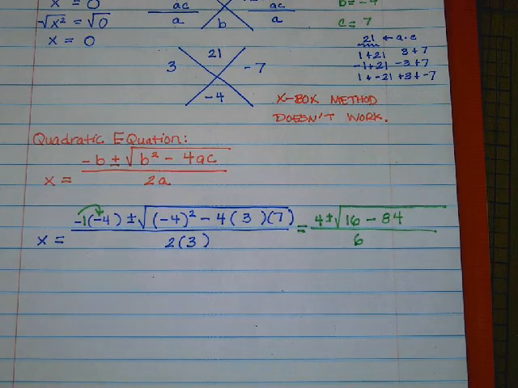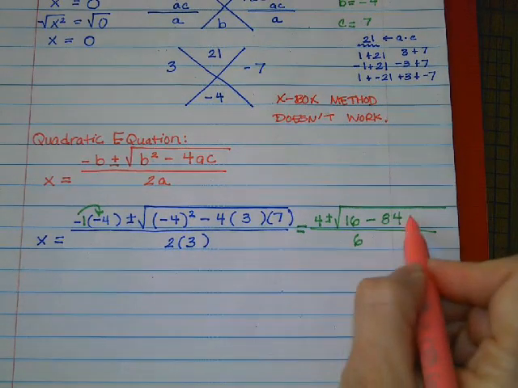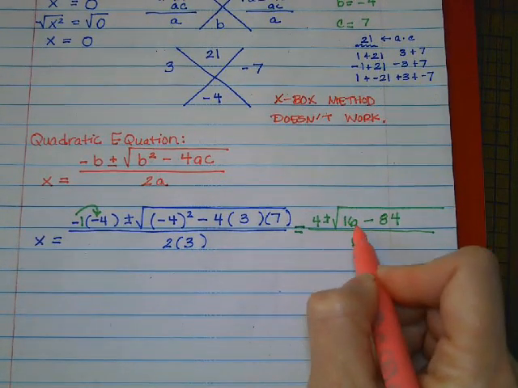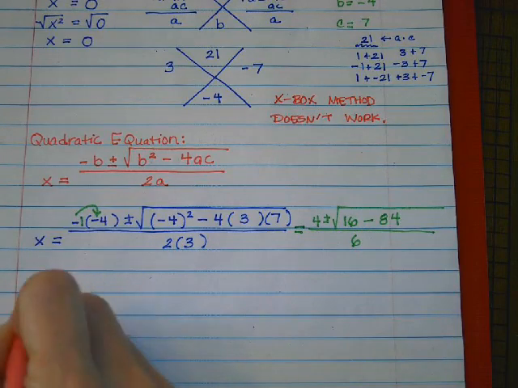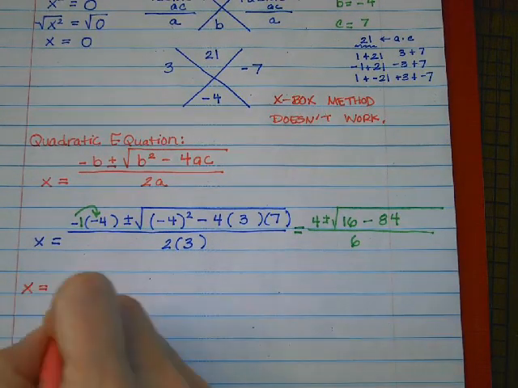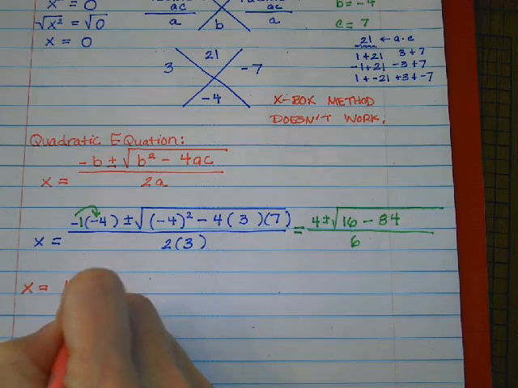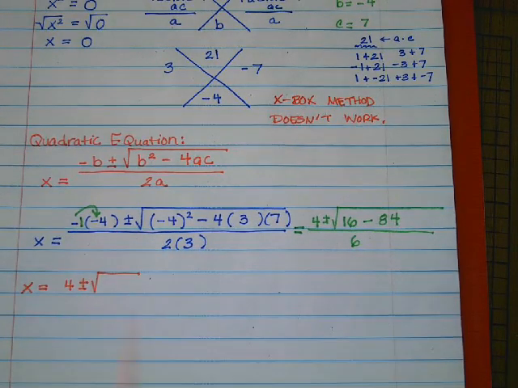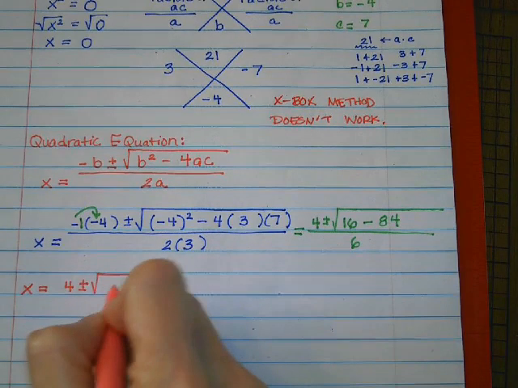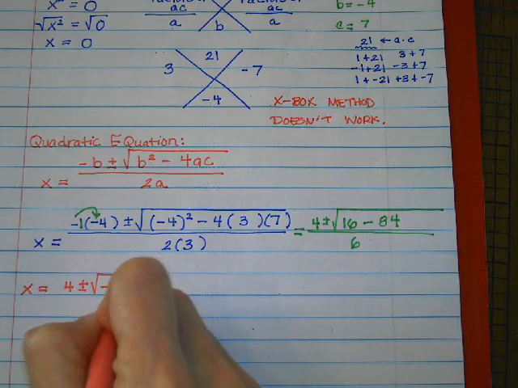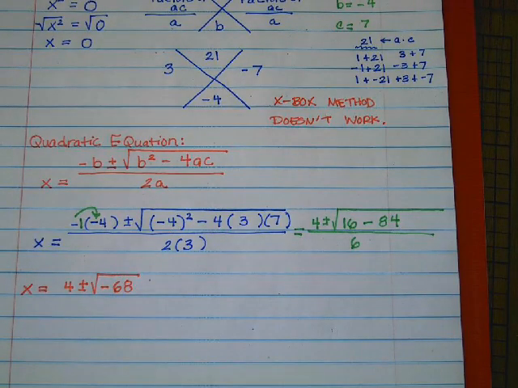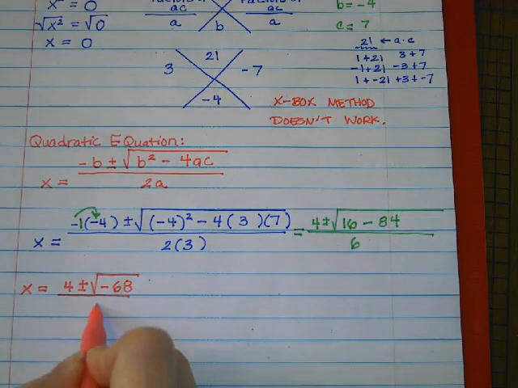All right, so now we're going to move down below here, and we're going to simplify this version underneath the radical sign. So we got our x still equaling 4 plus or minus the square root of. So now let's solve 16 minus 84. That's right, Jeremiah Pauling. You get negative 68. All right, so now here we have our negative 68, and we're going to put this all over 6.